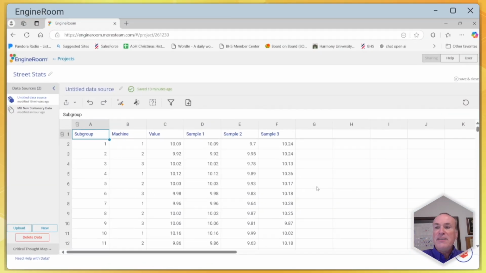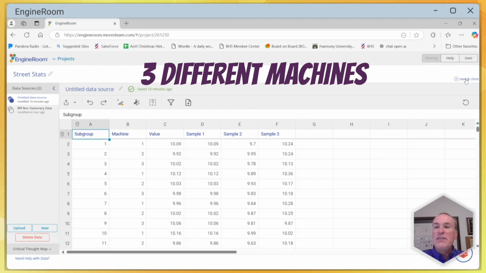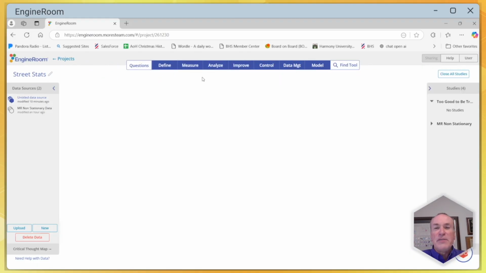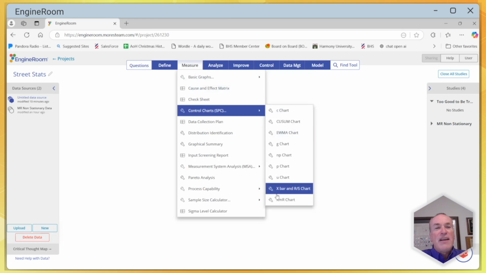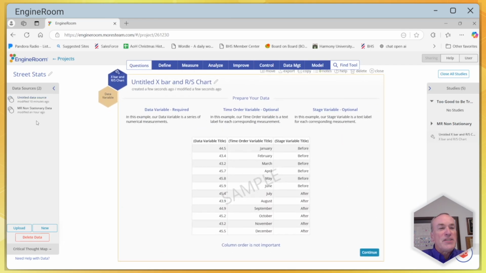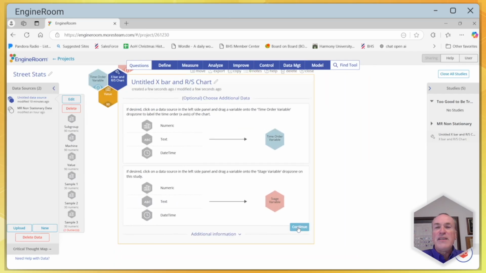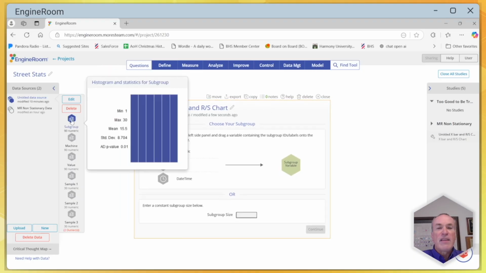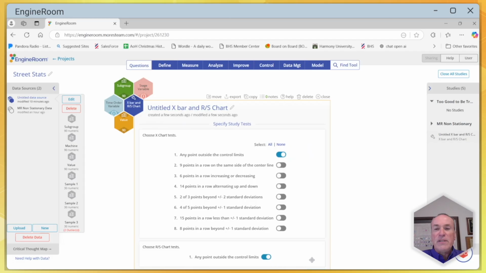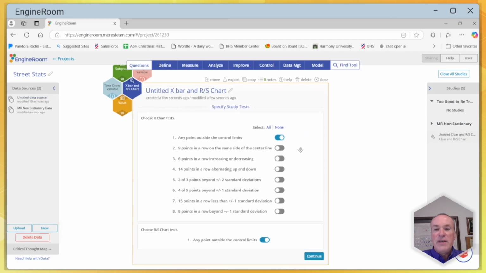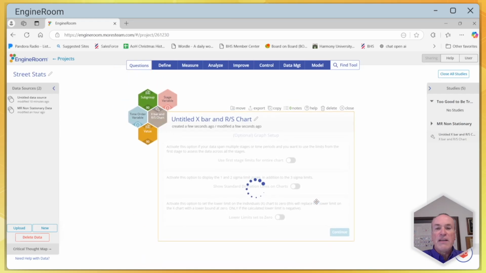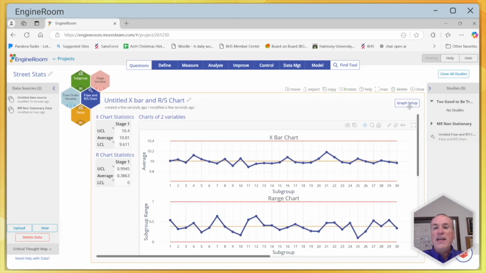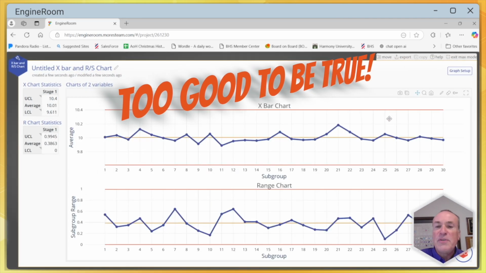I've got a set of data. It comes from three different machines, and I'm going to create an X bar and R chart. So I've got as my data, I have a value, and I'm going to continue, and then I need a subgroup variable, which is my subgroups. And then I will click continue and continue, and voila. There's an SPC chart that looks too good to be true.